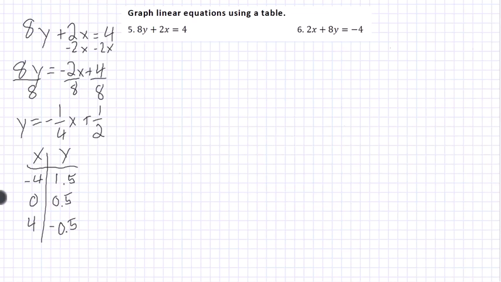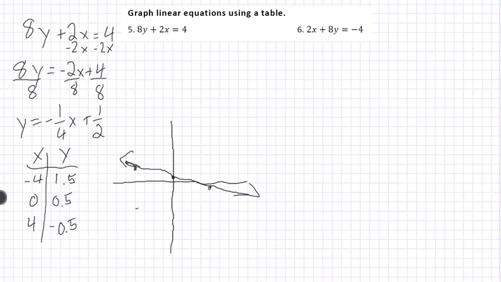All right, so let's go ahead and draw an XY graph. And -4, 1.5, 1, 2, 3, 4, up 1.5. 0, 0.5. Right there. And 4, 1, 2, 3, 4, -0.5. And then let's go ahead and connect those dots. All right, so it looks something like that.